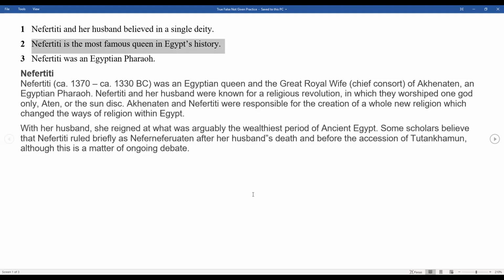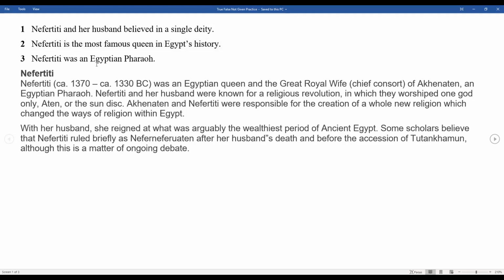All of you agree? False or not given. False. You can't do that. You should stick to one, either false or not given. Everyone agree with that? I thought it was not given. Yeah, the answer is not given because we don't know if she was the most famous queen or not.